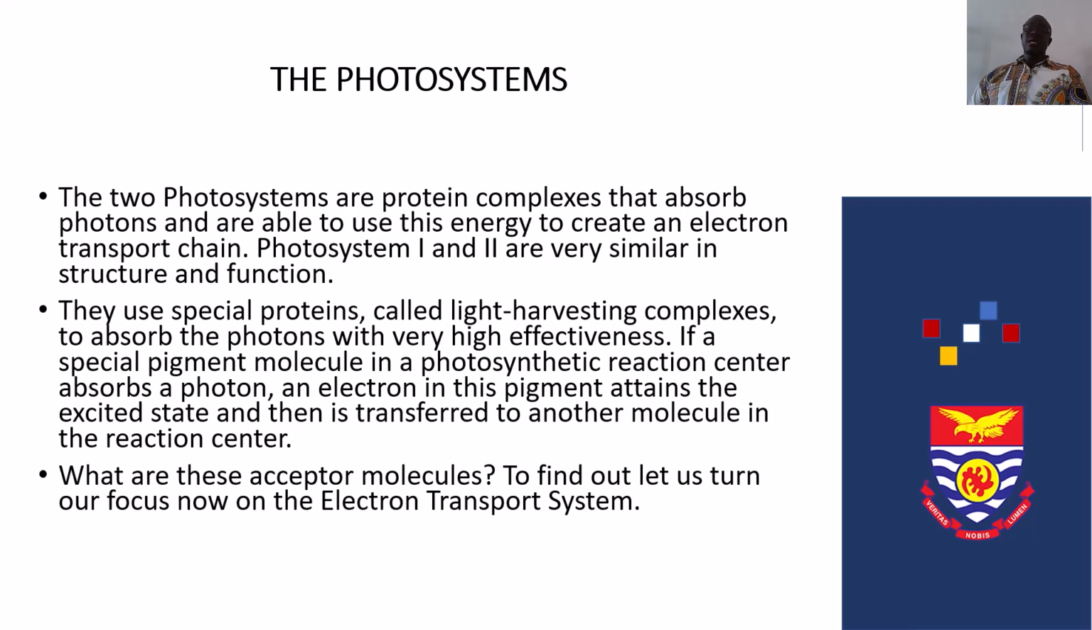So the two photosystems are protein complexes that absorb photons and are able to use this energy to create an electron transport chain. Photosystem 1 and photosystem 2 are very similar in structure and function. They use special proteins called light harvesting complexes to absorb the photons with very high effectiveness. If a special pigment molecule in a photosynthetic reaction center absorbs a photon, an electron in this pigment attains the excited state and then is transferred to another molecule in the reaction center. What are these acceptor molecules? To find out, let us turn our focus now on the electron transport system.